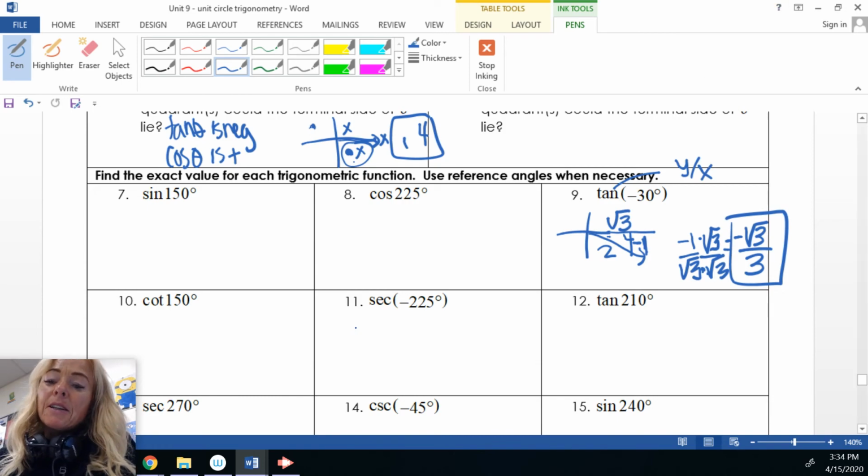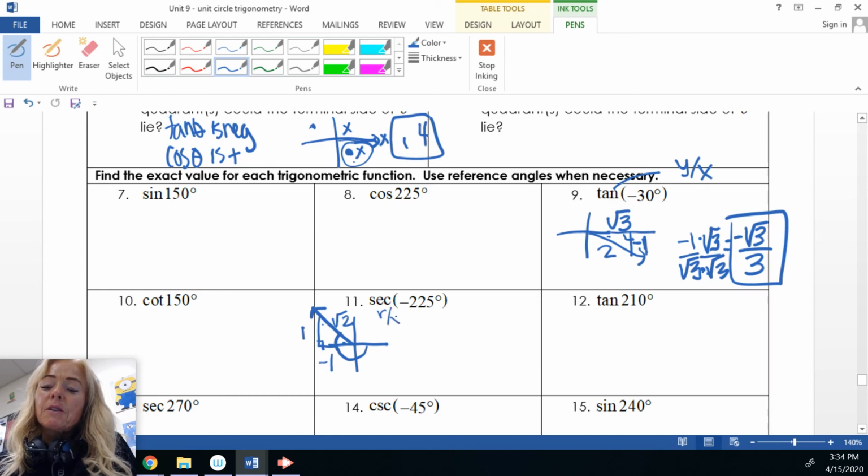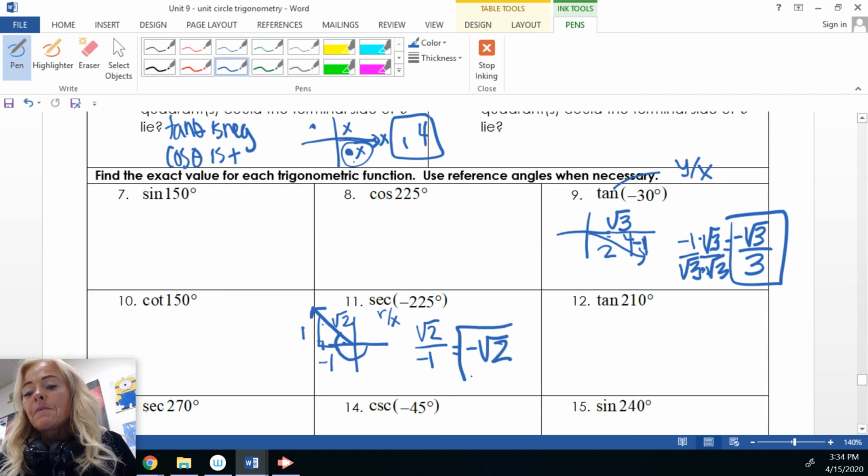Let's do secant negative 225. So negative 225, that means I have to go negative 180 plus another 45. Drop a 45. This is 45, 45, 90. So negative 1, positive 1, and radical 2. Secant is the reciprocal of cosine, which is r over x. So r is radical 2 over negative 1 makes negative radical 2.